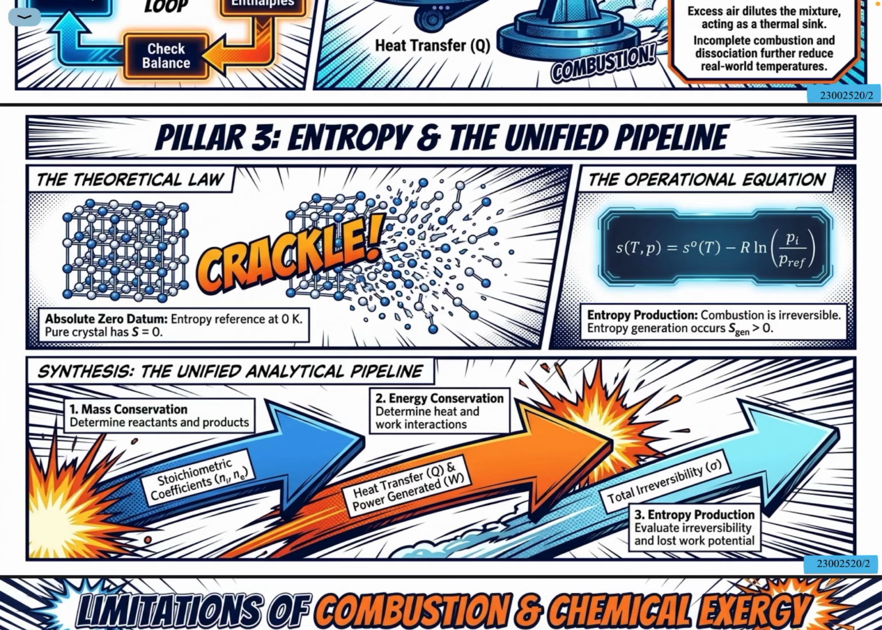To fully analyze a reacting system, engineers use three fundamental principles. First, mass conservation. Second, energy conservation. And third, entropy generation. Together, these principles form the complete thermodynamic framework for analyzing reacting systems. But one final question remains. Can we generate electricity directly from chemical energy without burning fuel at all? To answer that, we move into our final chapter, the fuel cell revolution arc.